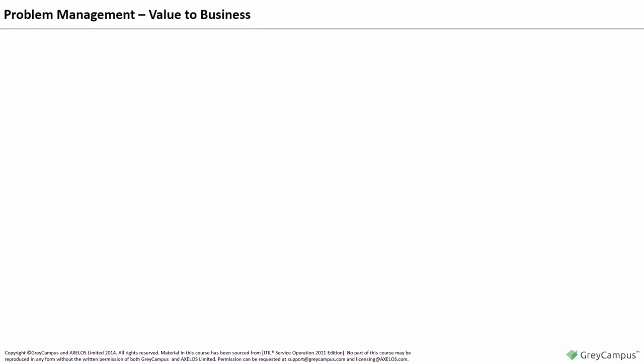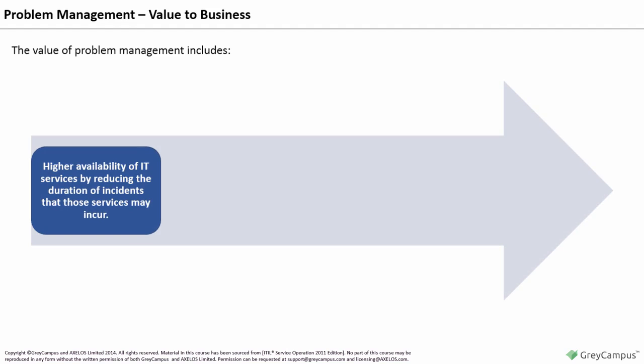Problem management, value to business. Problem management provides value to business by providing higher availability of IT services by reducing the number and duration of incidents that those services may incur. Problem management works together with incident management and change management to ensure that IT service availability and quality are increased. When incidents are resolved, information about the resolution is recorded. Over time, this information is used to speed up the resolution time and identify permanent solutions, reducing the number and resolution time of incidents.